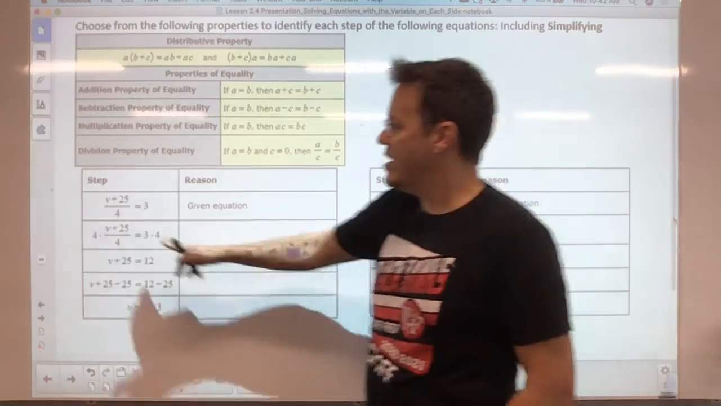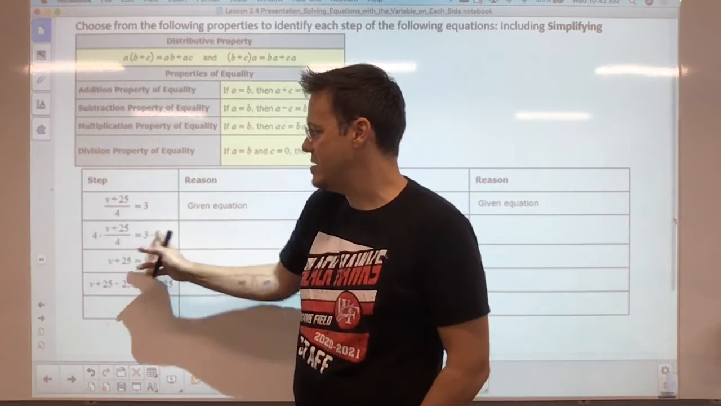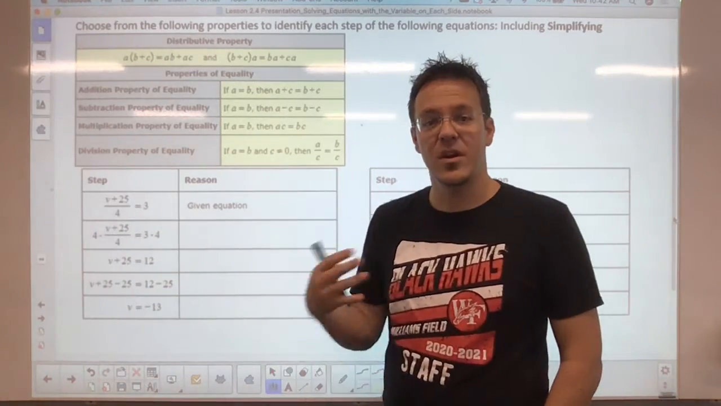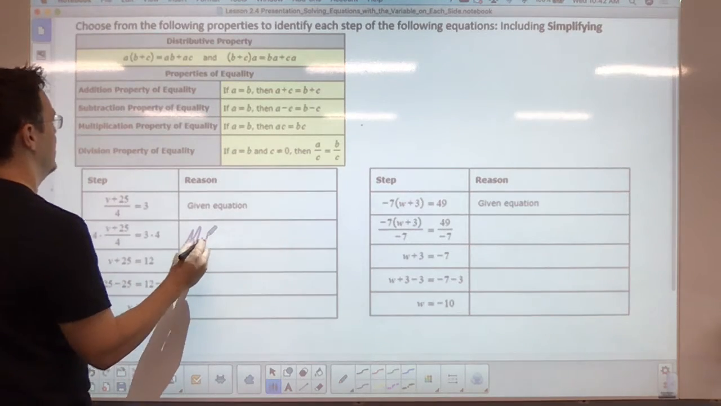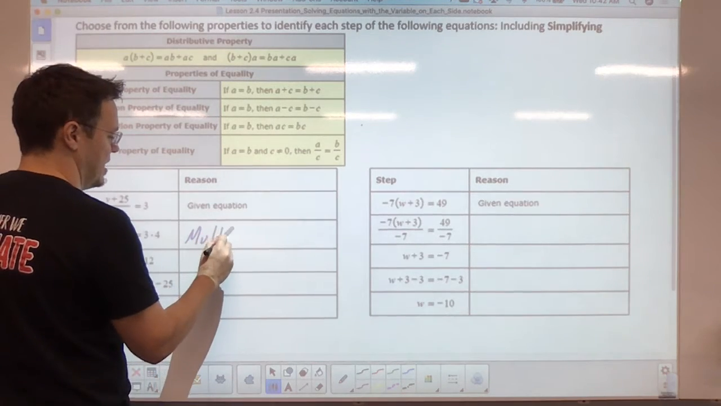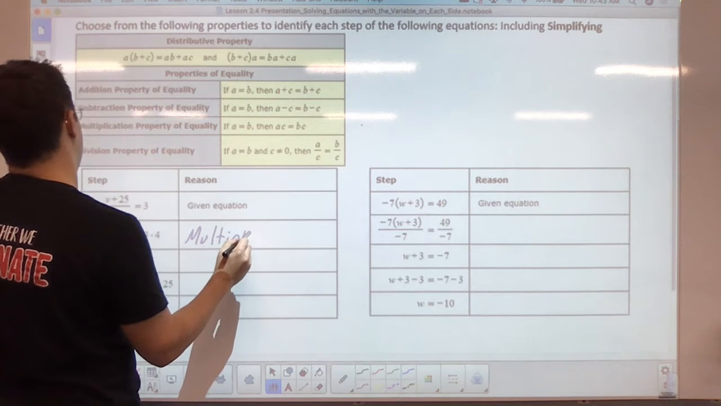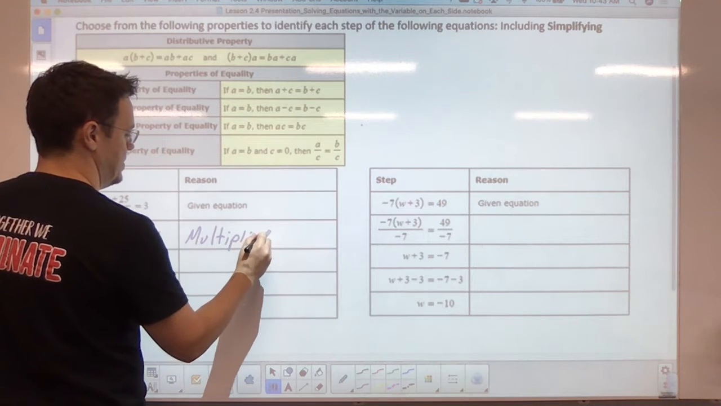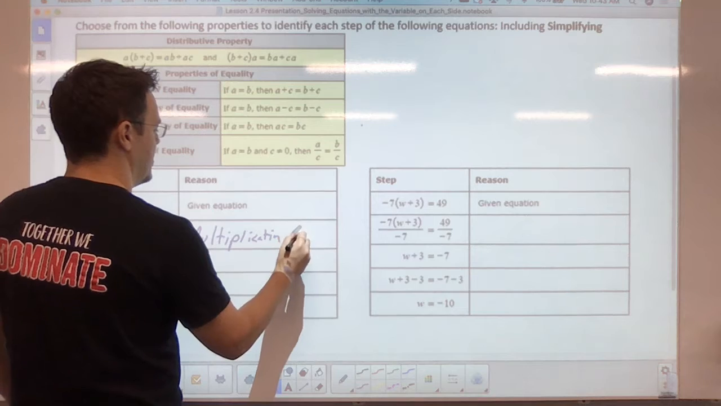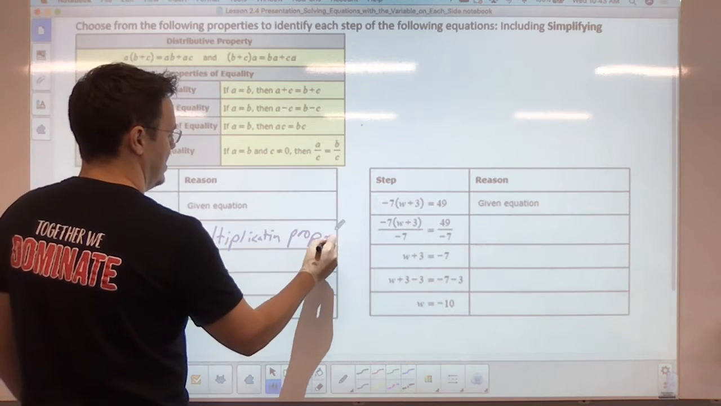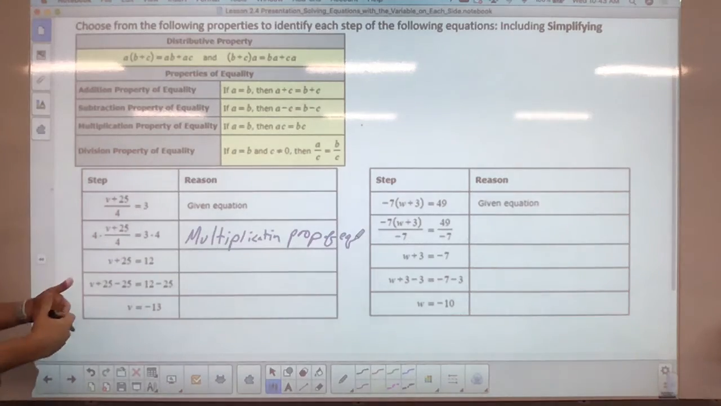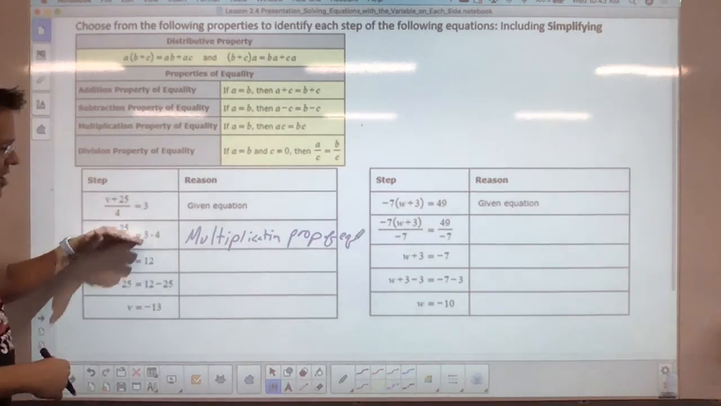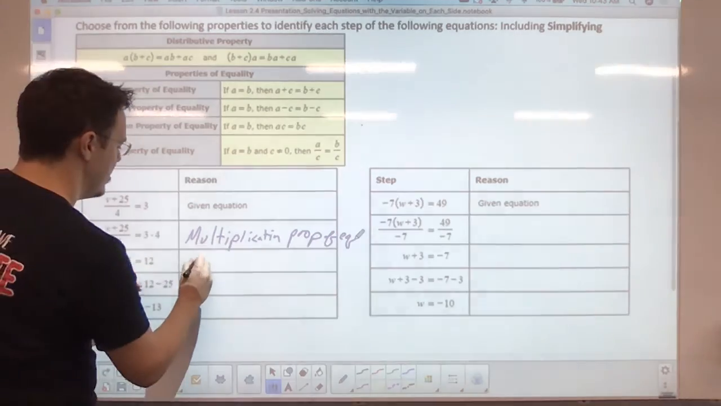So how did they go from here to here? Same equation, but what are they doing? They are multiplying by 4. So this would be the multiplication property of equality. I always spell multiplication wrong. So they're multiplying, and then they go from here to here. What are they doing? They are simplifying.